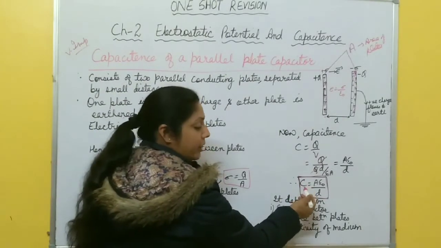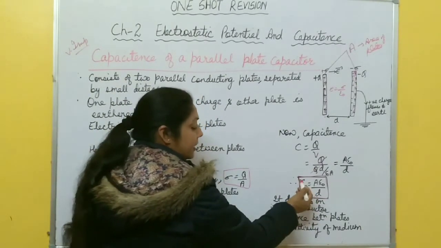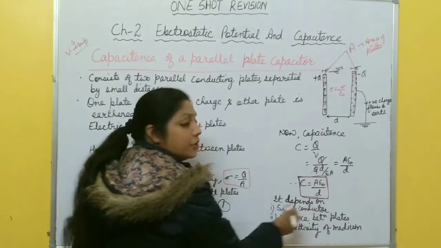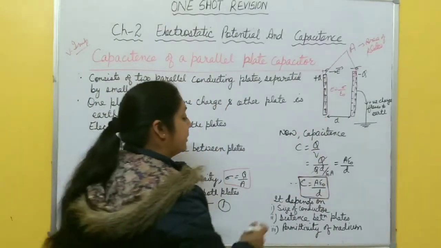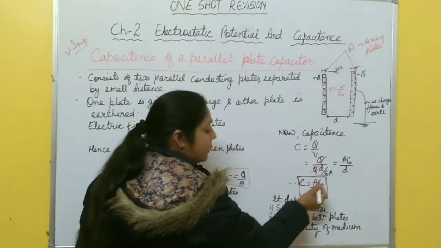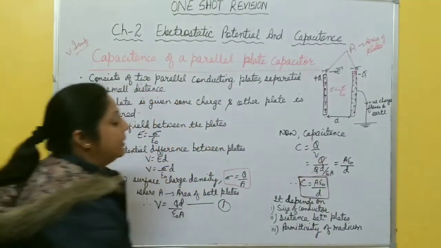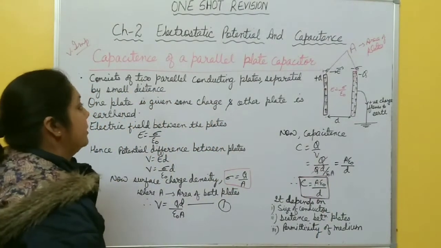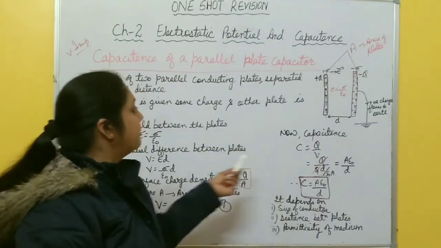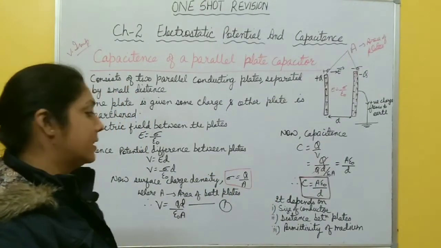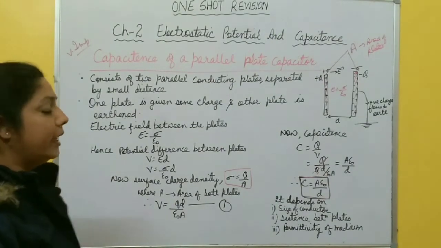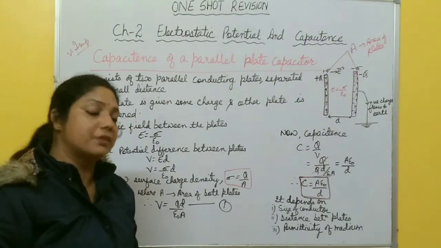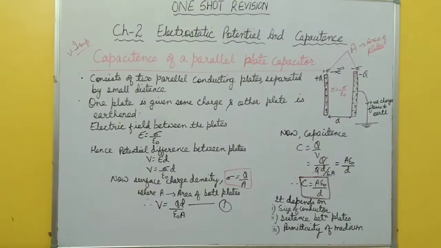From this formula, it's very clear that this capacitance depends on the size of the conductor. It means the area of the plates, the distance between the two plates, and also the permittivity of the medium. So this is the formula for the capacitance of a parallel plate capacitor, and it is very helpful when you are solving numericals. C equal to A epsilon naught by D. You must remember this one, right?